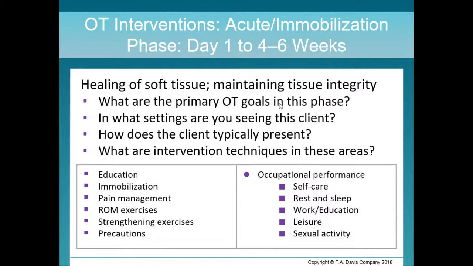So, for the OT interventions, for the first 1 to 4 to 6 weeks, the goals of this phase are normally to help the client manage pain, reduce inflammation and edema, reduce muscular inhibition, and to promote resumption of select occupations. Some exercises or occupations won't be able to be performed at this point, in the initial or acute phase of healing after a soft tissue injury.